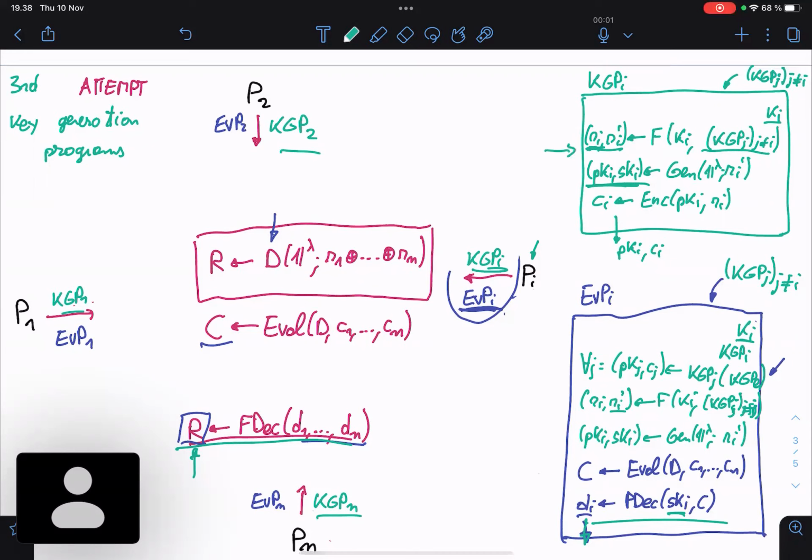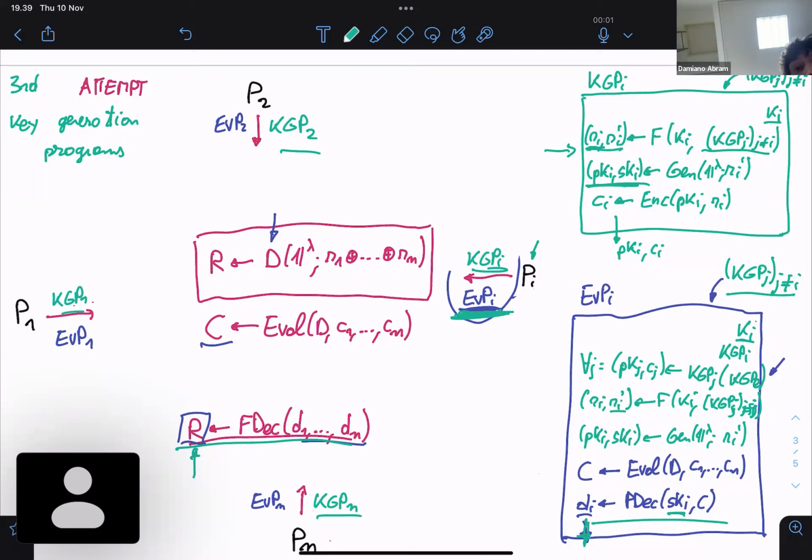Okay, but if you send it, then where is it used? The evaluation program is used to obtain the partial decryption. So everybody takes the evaluation program EVP_i, and the parties feed it the key generation programs of the other parties. The key generation programs of the other parties will be run inside the code of EVP_i, and in the end, the evaluation program EVP_i will output the partial decryption D_i.